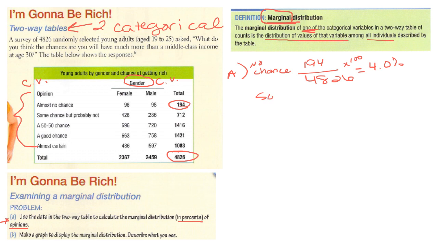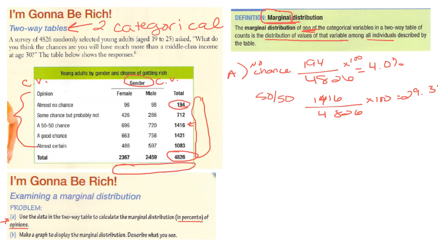For example, let's come to the 50-50 chance, right? So I've got 1,416 over my total for the whole table times 100, so I can get my percentage there, and I get 29.3%. And this is considered my marginal distribution because these distributions would end up out here in the right margin and down here on the bottom.